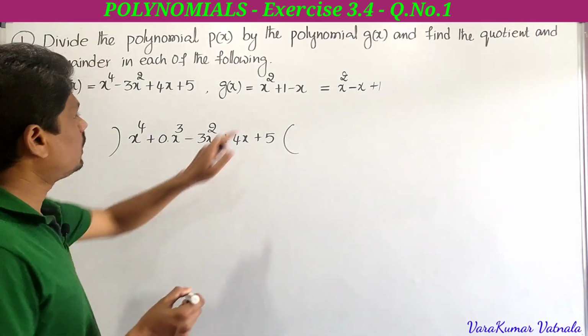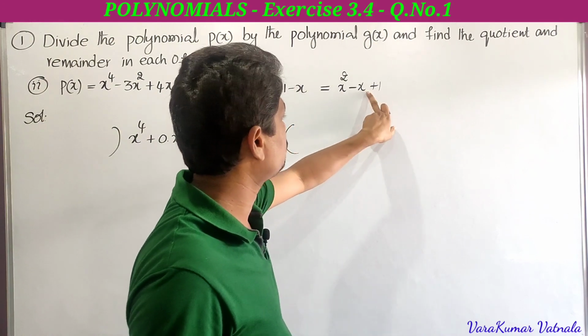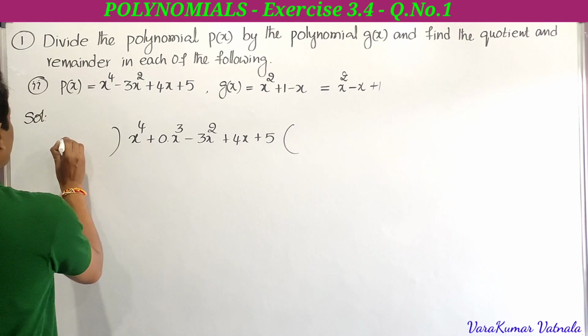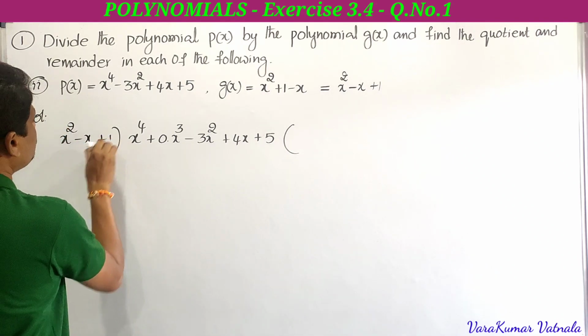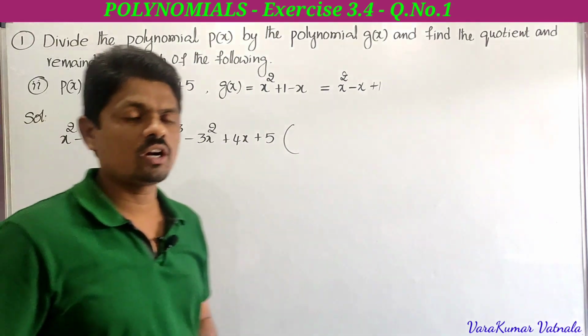Next write g of x. This is the standard form of g of x. We have to write x square minus x plus 1 as the divisor. So I am writing x square minus x plus 1. This is the divisor. Now we have to start the division.